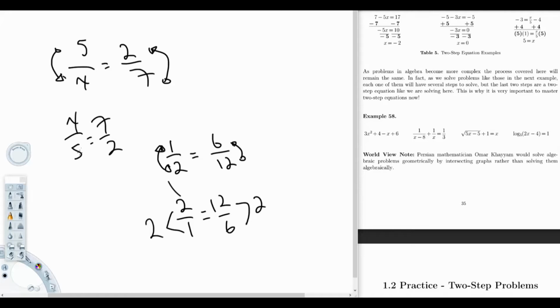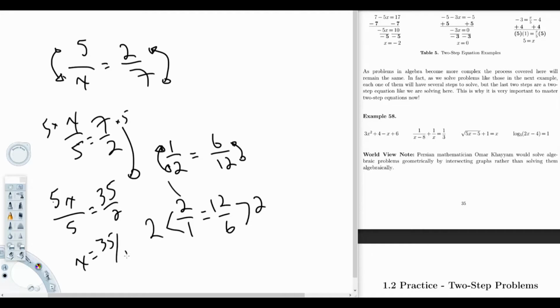So now we have x divided by 5. What do we do? Well, I think if we multiply both sides by 5, 5x over 5 equals 35 over 2, right? x equals 35 over 2. And that's the answer. Do you guys want to do that one again? More slowly? Let's do it more slowly.